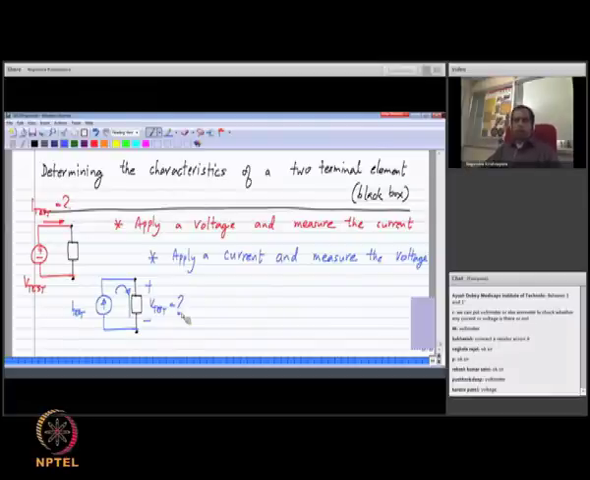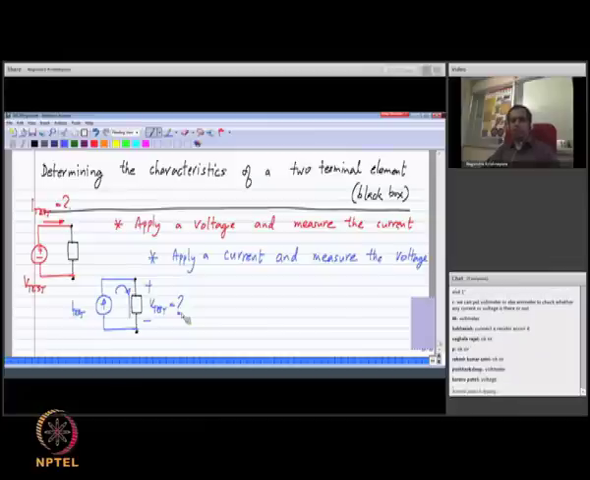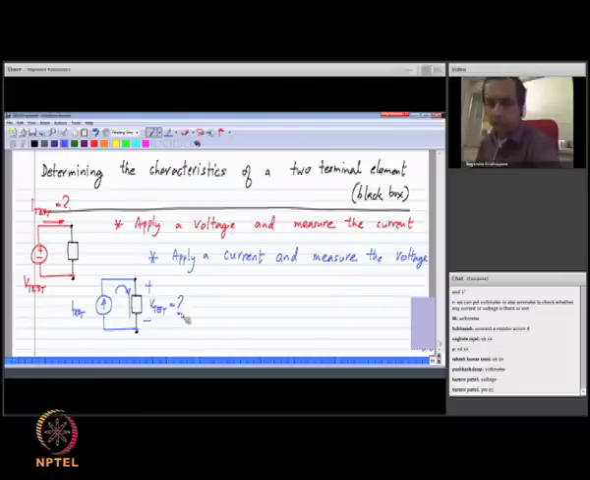Now, when I say apply and measure, it could be either measure or calculate, or you vary the value of I-test and you make a plot. Any of these things is the same. I will just call it measure, but it could mean any of these things. Is that part clear? We can do it for the very simple elements we have and see what we get.